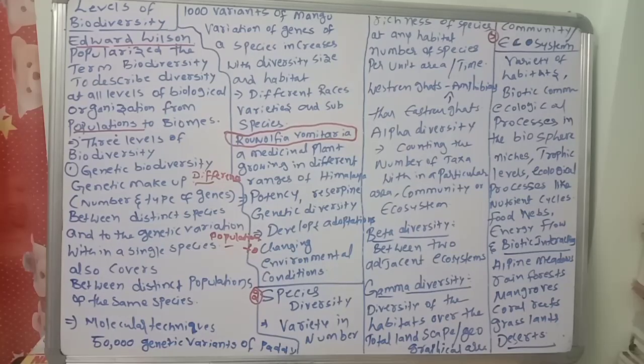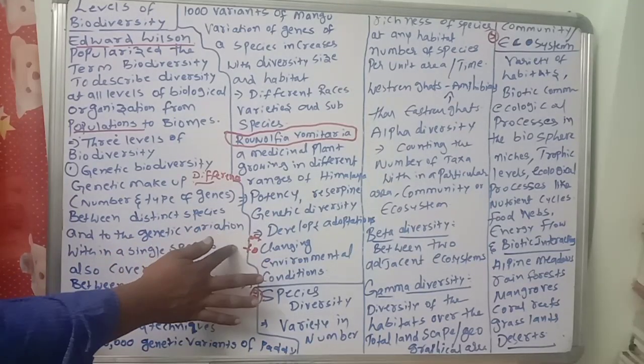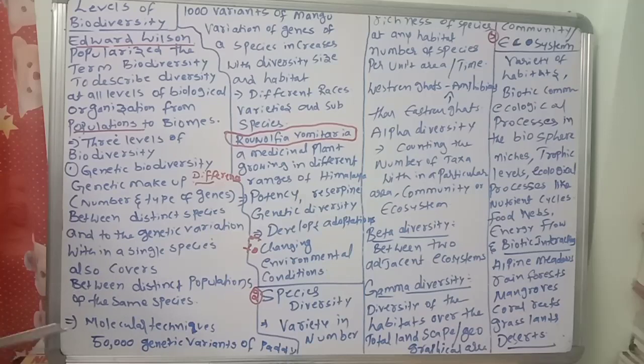Okay. So what is genetic biodiversity? Genetic makeup, number and type of genes between distinct species, and the genetic variation within a single species. It also covers the genetic variation between distinct populations of the same species.